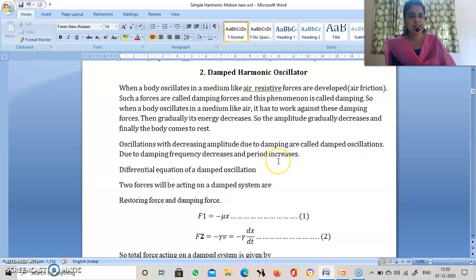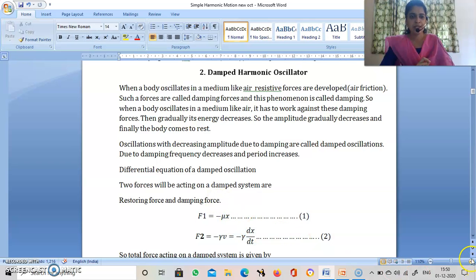And due to damping, the frequency decreases and the period of oscillations increases. If the frequency decreases, then the period of oscillation increases. Now, let us derive the differential equation of a damped harmonic oscillator. We know that in a simple harmonic oscillator, only one force acts on that system, and that is the restoring force. While we are considering this damped harmonic oscillator, there are two forces acting on that system. The first one is the restoring force, and the second one is the damping force.